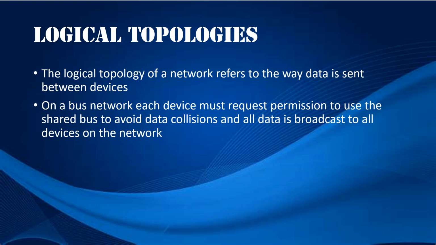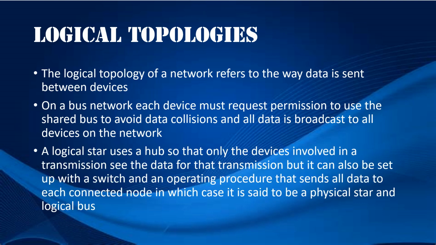As we've just seen, a logical star uses a hub so that only the devices involved in a transmission see the data for that transmission. But it can also be set up with a switch and an operating procedure that sends all data to each connected node in turn, in which case it is said to be a physical star but a logical bus.